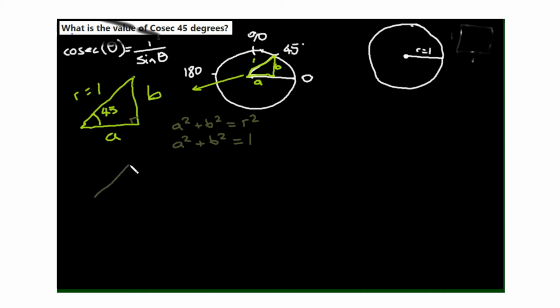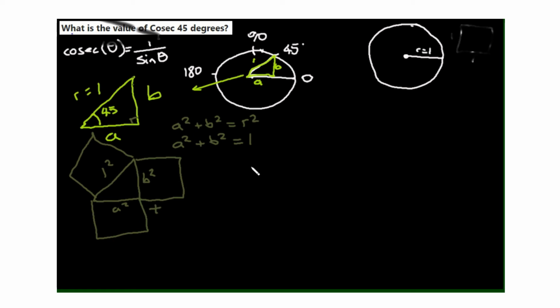You want to see how? Let's take the Pythagoras triangle. You know this is 1. You know that's A and B. This is B squared, A squared, and this is 1 squared. These are squared now. So this plus this is equal to 1.